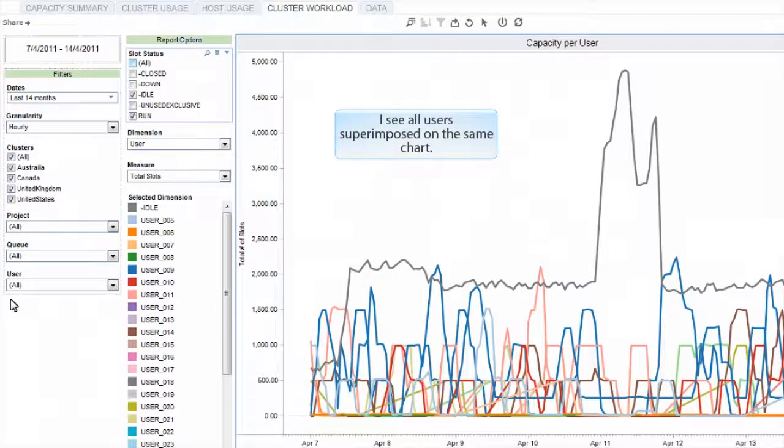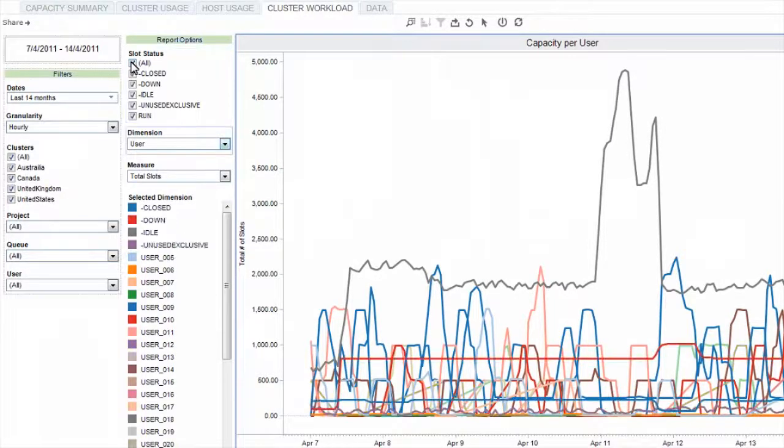Now I see all the users that were actively using slots on any cluster superimposed on the same chart. By including hosts that are down, I get a sense of the relative proportion of resources unavailable relative to the actual usage by user.